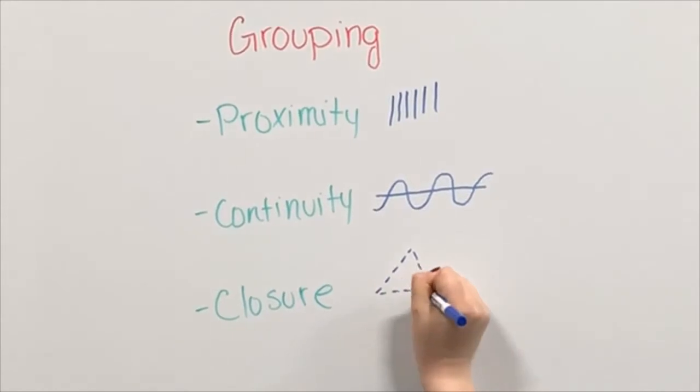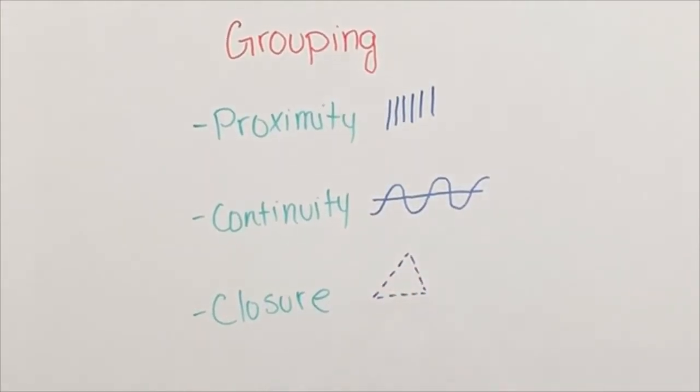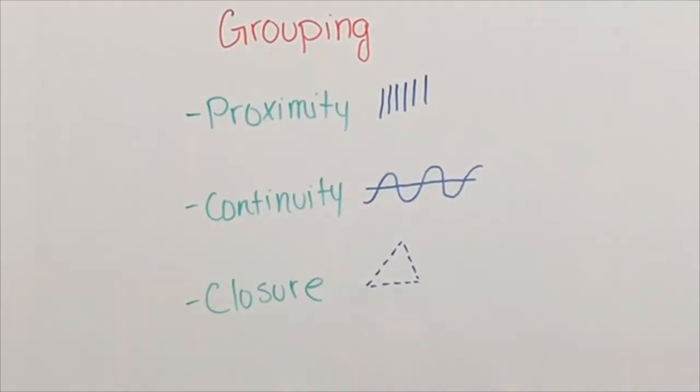Closure is when we perceive a complete image that is not actually there by filling in the gaps. For example, we would see a complete triangle.